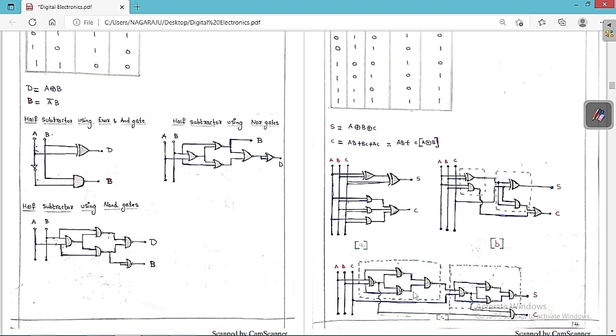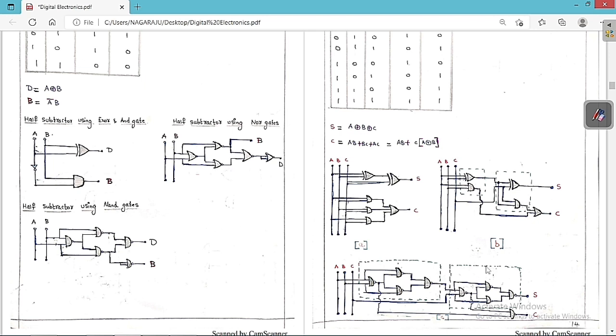Suppose now we want to build this full adder only in terms of NAND gates. Then you can see clearly this half adder I have replaced by a total of 4 NAND gates only. And here this half adder also I have replaced by a total of 4 NAND gates only. Then I kept here one more NAND gate. So now if you see clearly, I have built the full adder in terms of NAND gates alone.